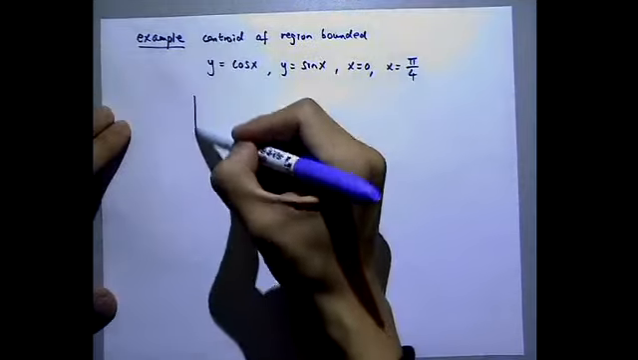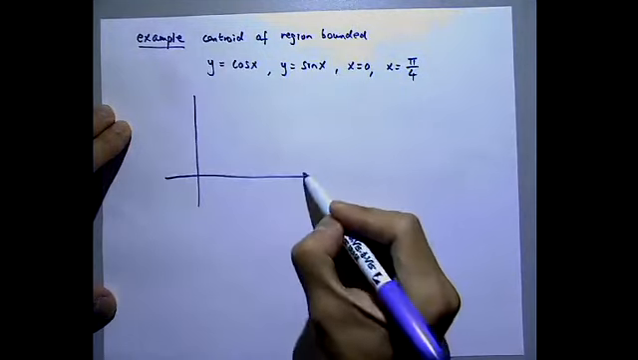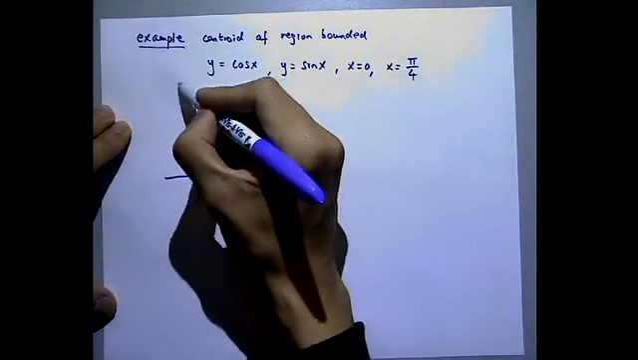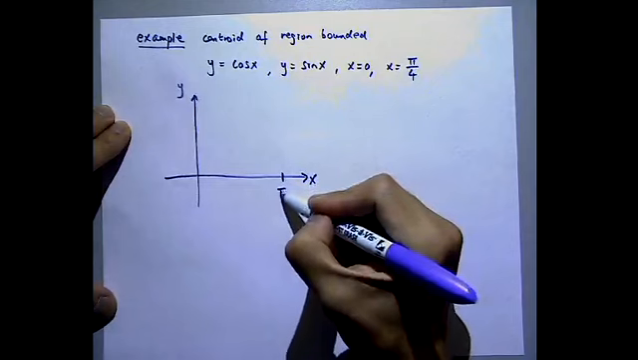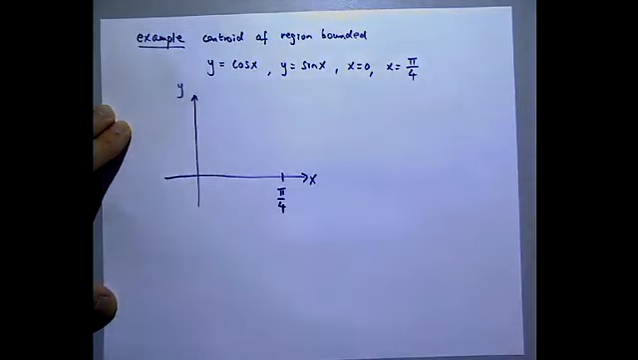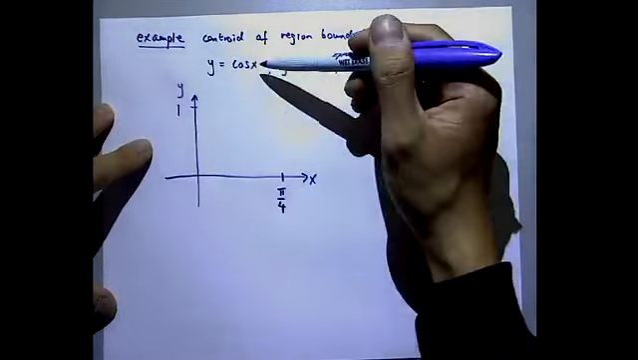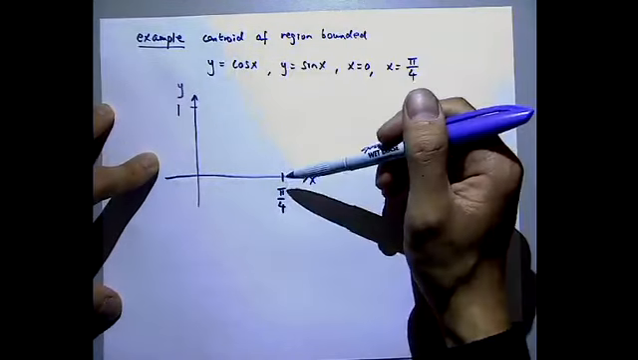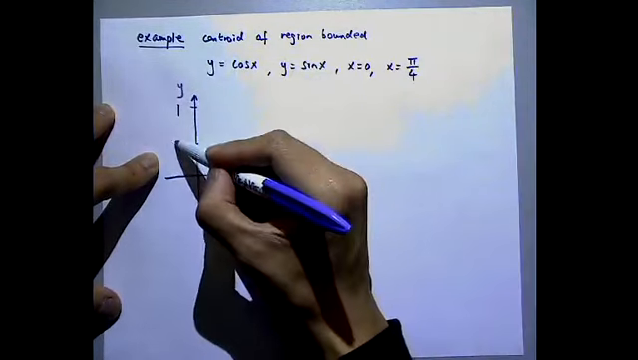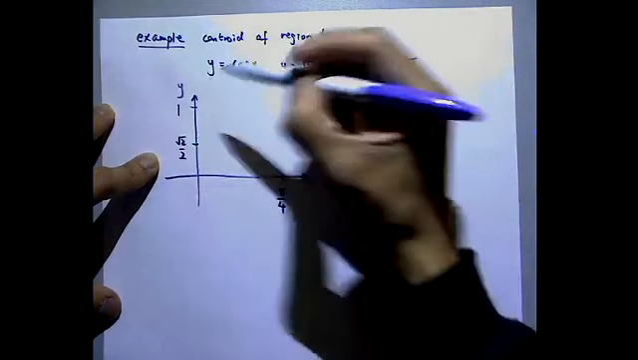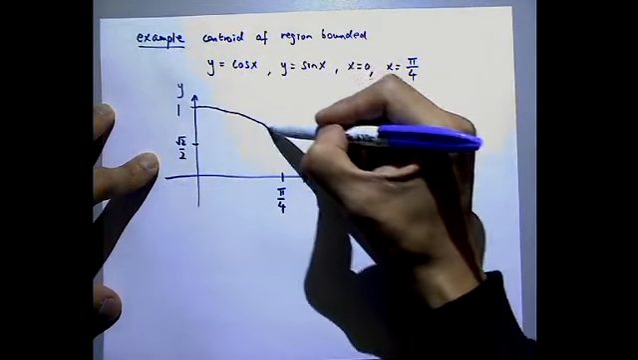Okay, so what is this shape here? It's a pretty interesting shape. First, cosine. Cosine of pi over 4 is radical 2 over 2. So cosine does this kind of thing.